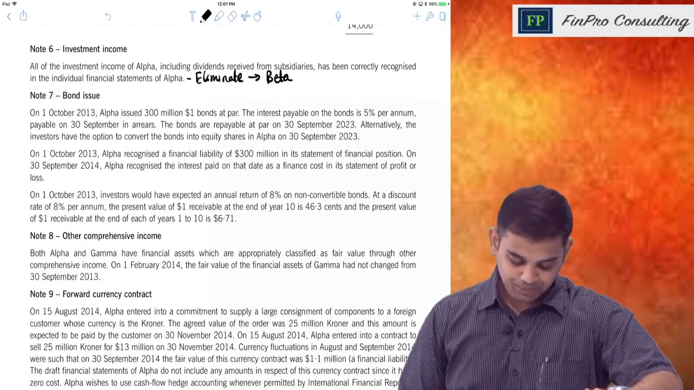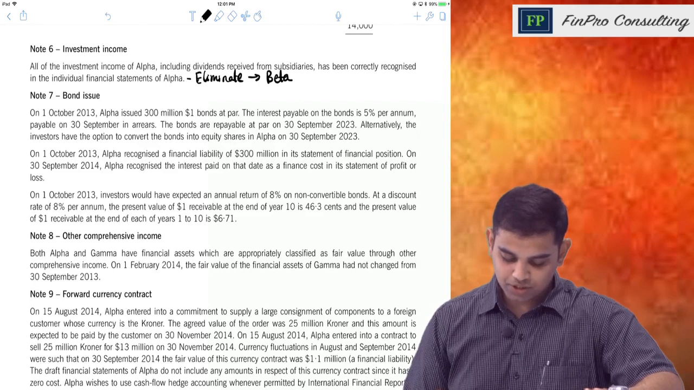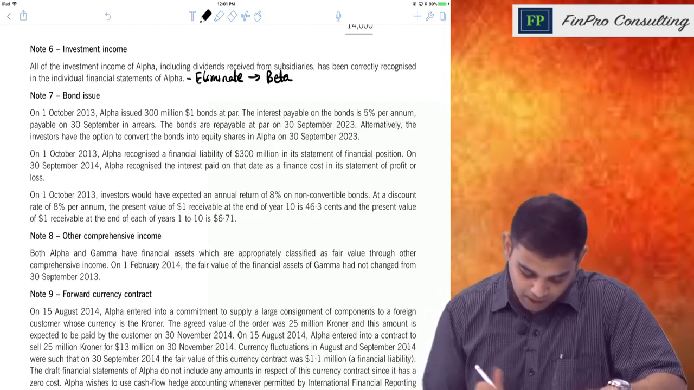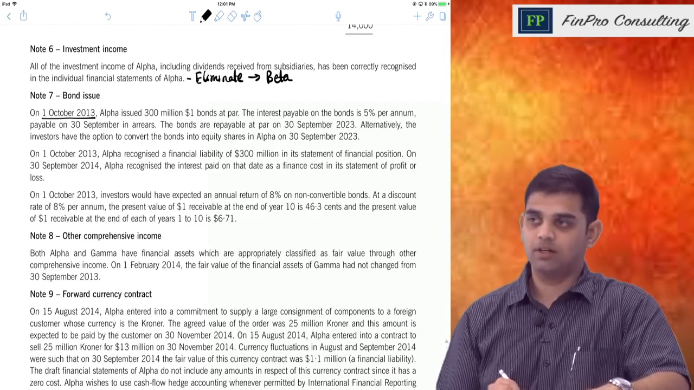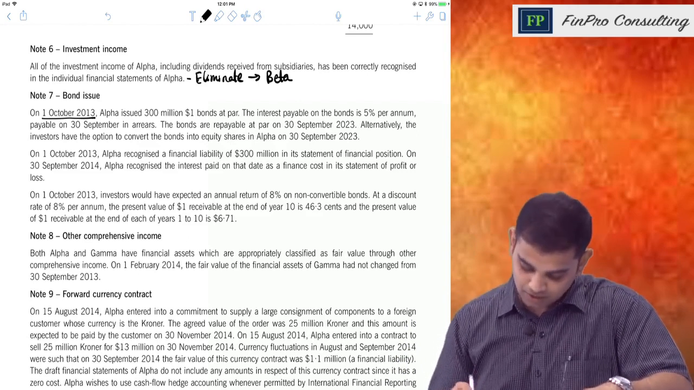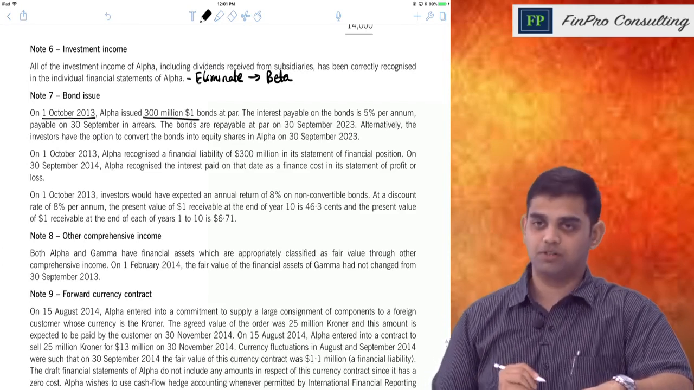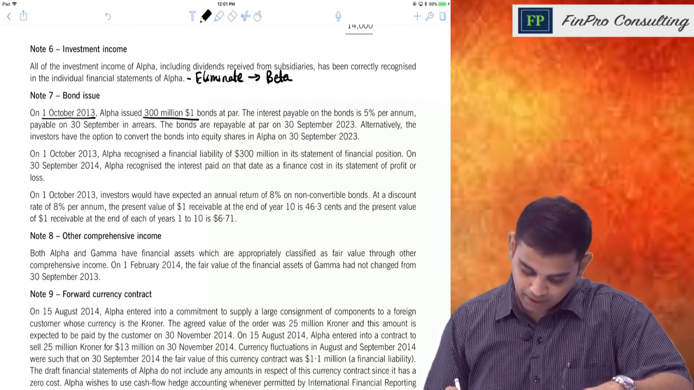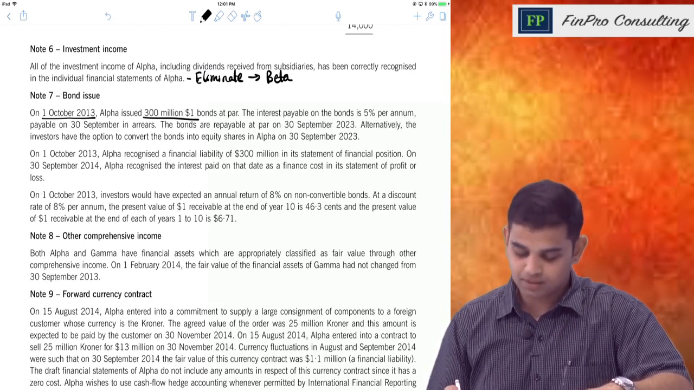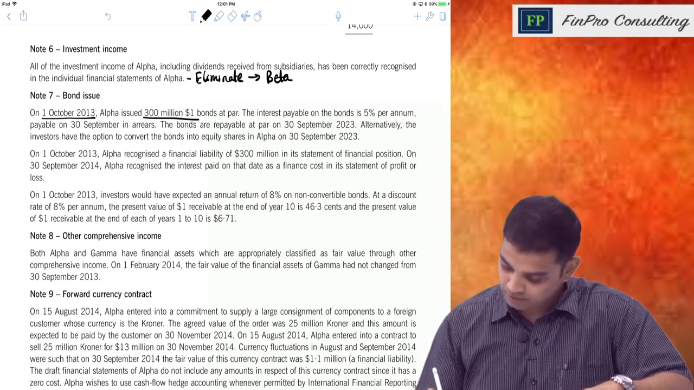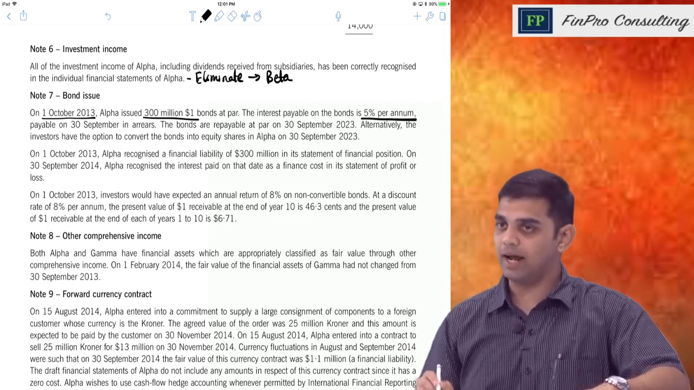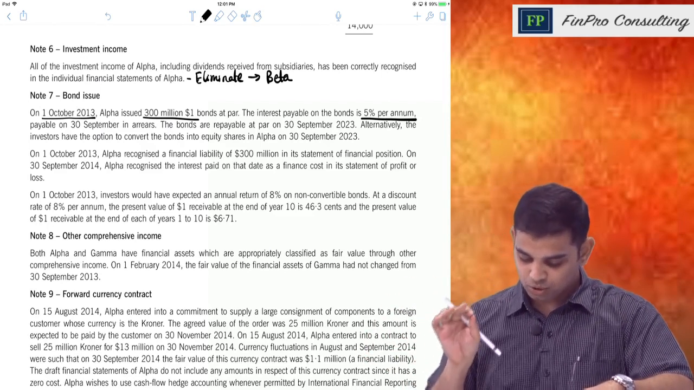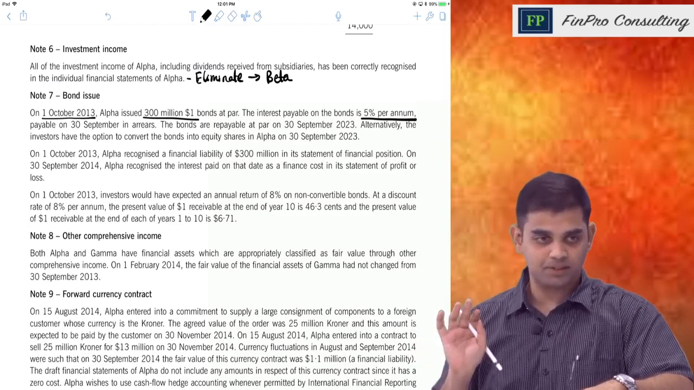Note 7, bond issue. On 1st October 2013, Alpha issued 300 million $1 bonds at par. Underline 1st October 2013, which is the first day of the financial year, and 300 million $1 bonds. The interest payable on the bonds is 5% per annum, payable on 30th September in arrears. So what is the amount of interest they are actually paying? 5% per annum in arrears. So on the last day of the financial year, they are paying 5% on 300 million.